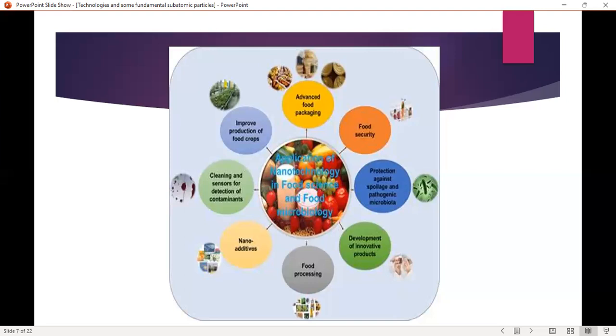Nanotechnology is used in almost all processes involving food sciences: food security, protection against spoilage and pathogenic microbes, development of innovative products, food processing, nano additives, cleaning and sensors, improved production of food crops, and advanced food packaging.